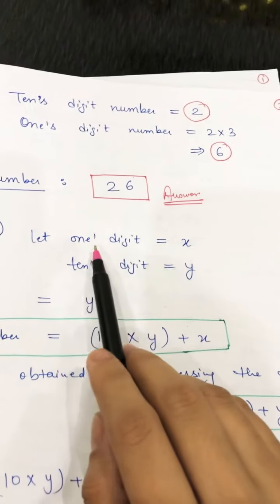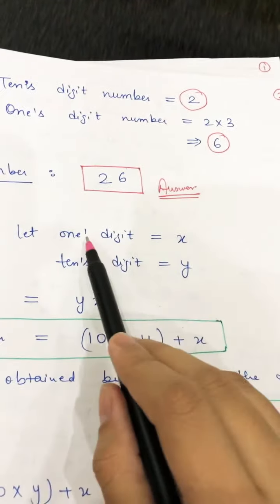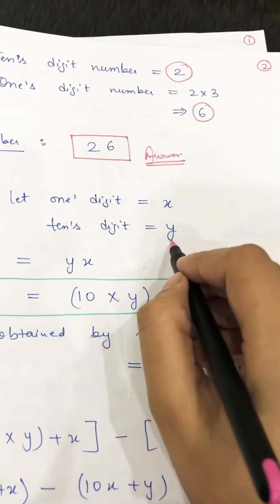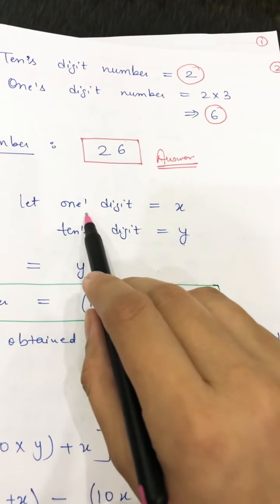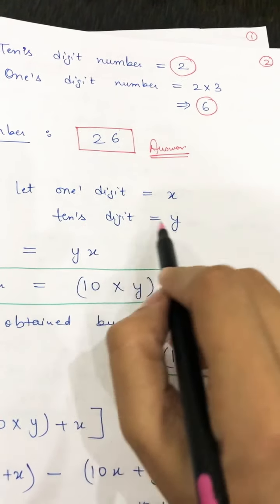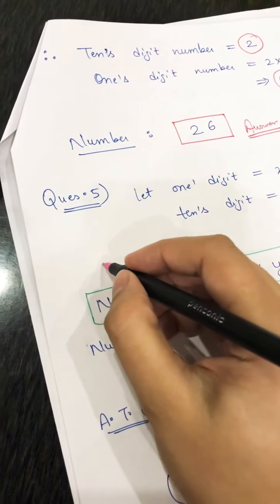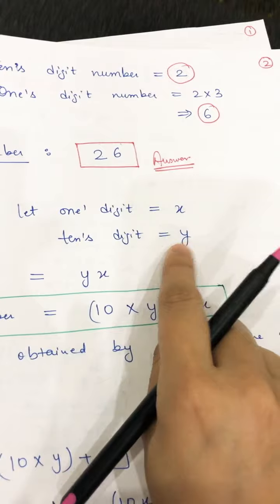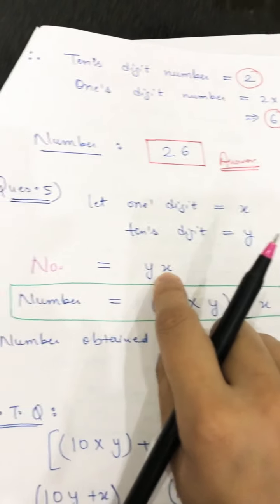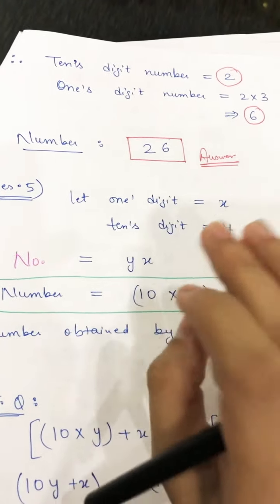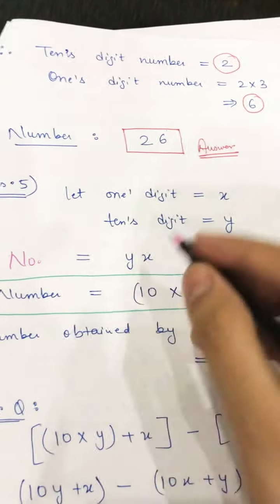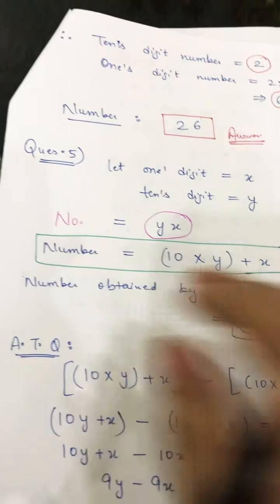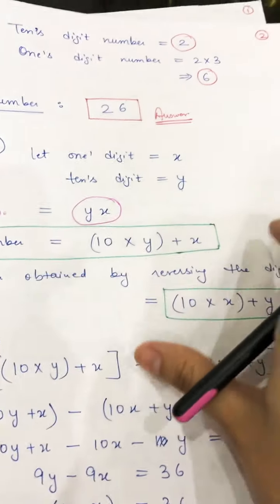So let's suppose the ones digit is x and the tens digit is y. So what will your number be? Your number will be yx. Tens will come here, ones will come here. Okay, so till now you have to suppose that this is your number, yx. Now there is a formula.